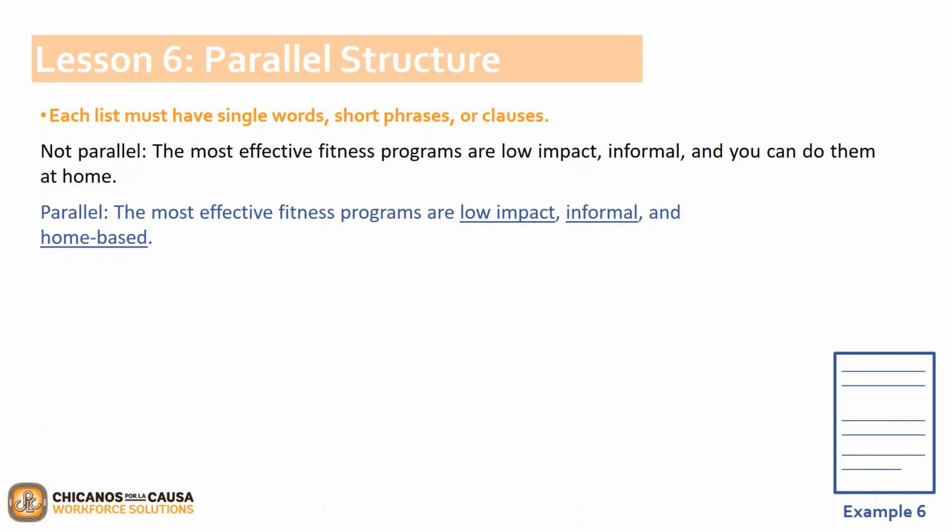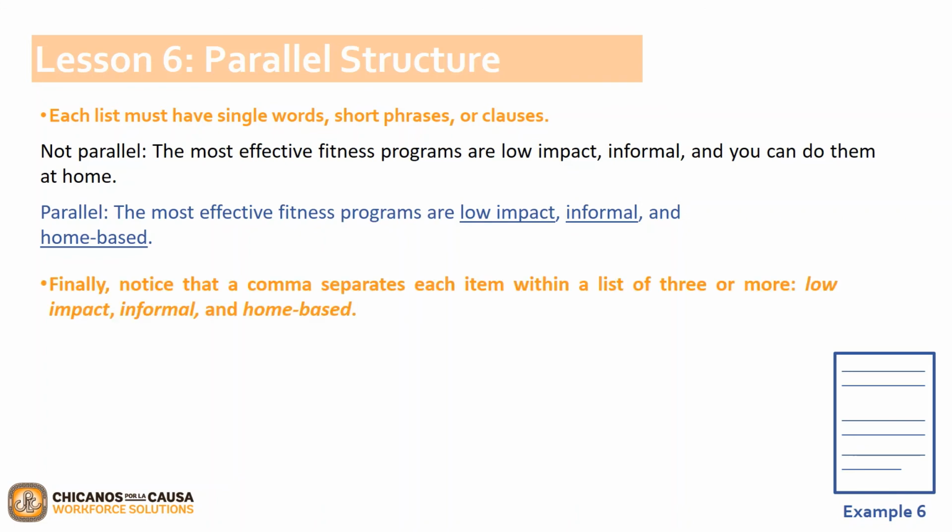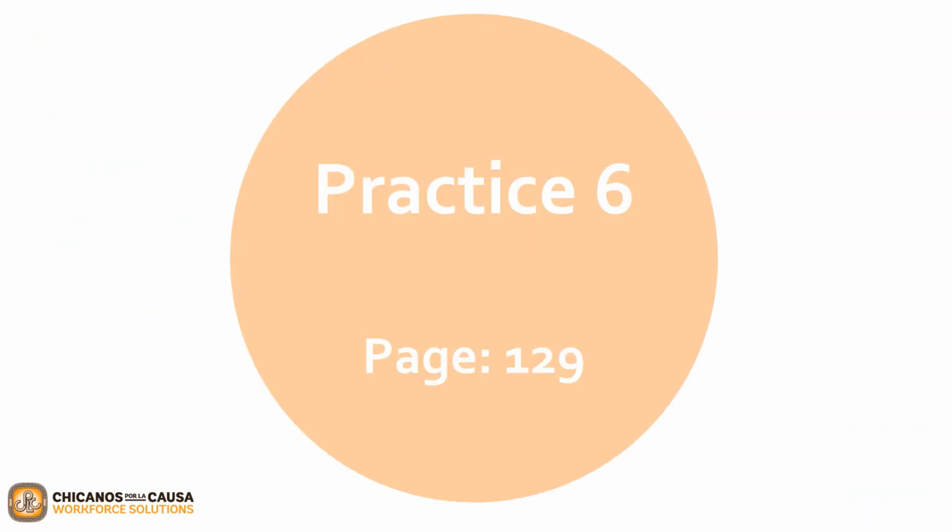Finally, a way to be sure your sentences have parallel structure is to notice that a comma separates each item within a list of 3 or more. For example, low impact, informal, and home-based. Now that we have covered parallel structure, let's go ahead with practice 6 found on page 129.